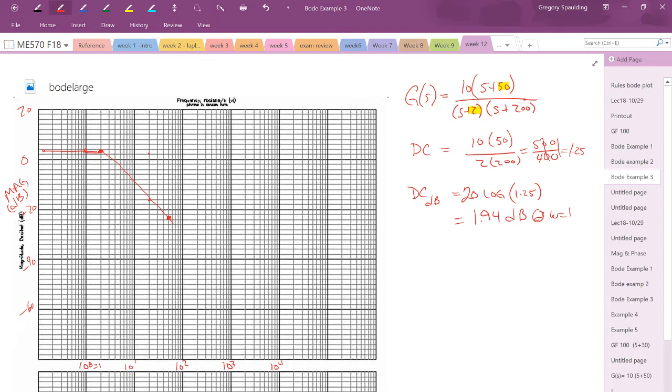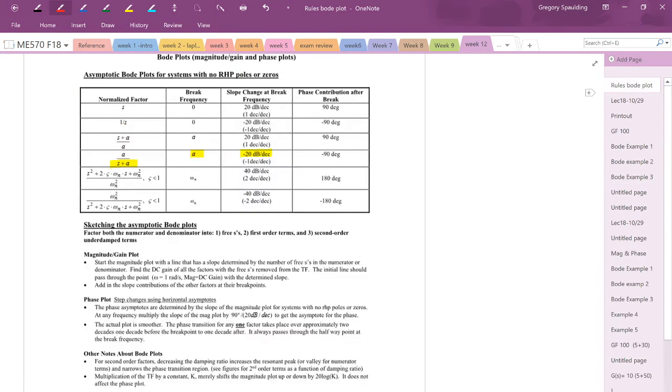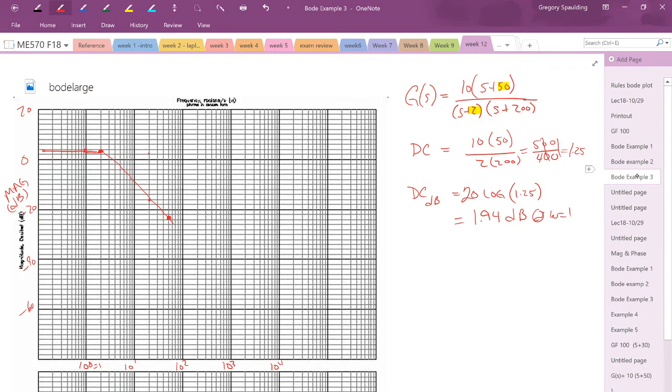Now, what we have here at 50 is a 0. And if we go back to our rules, what we find is that we have a slope change of 20 dB per decade at the 0. Okay, and remember, all these are slope changes, not absolute values, but slope changes. So let's go back here. And so we were heading down at 20 dB per decade. Okay, this is minus 20 dB per decade.